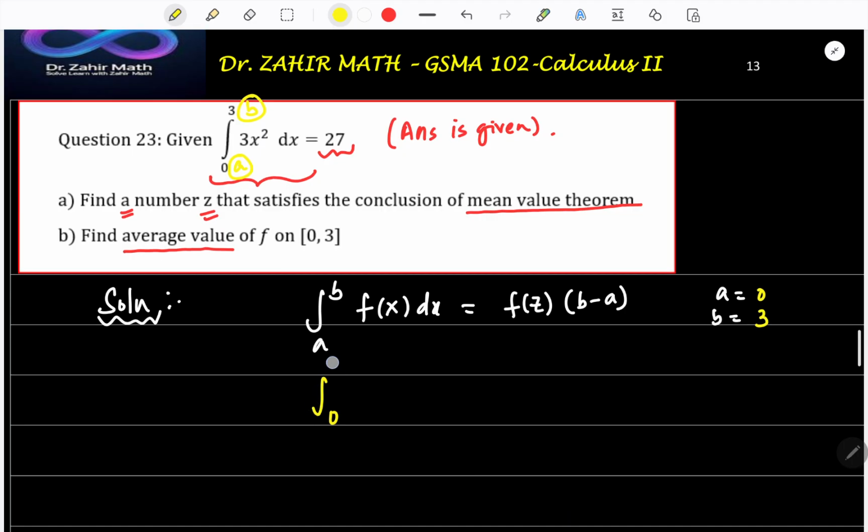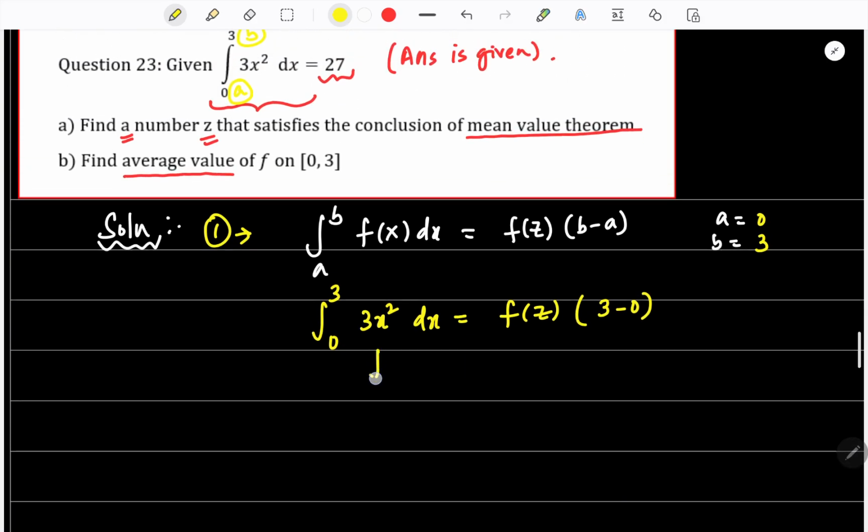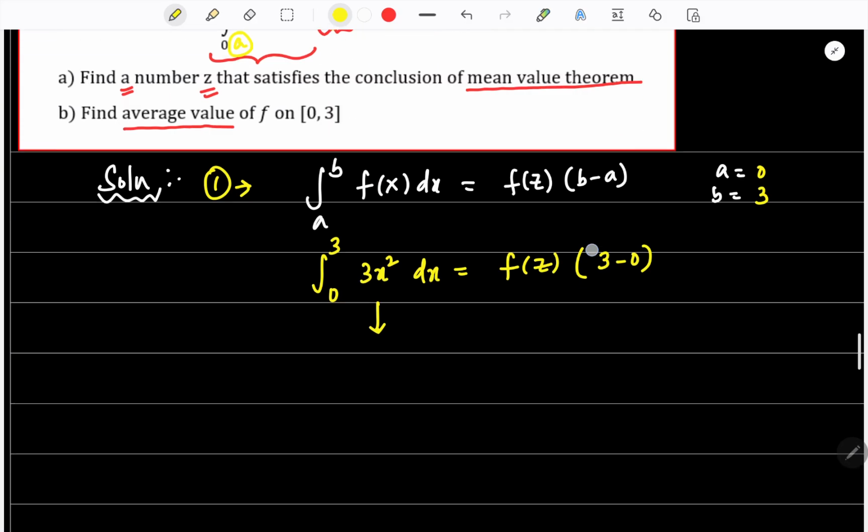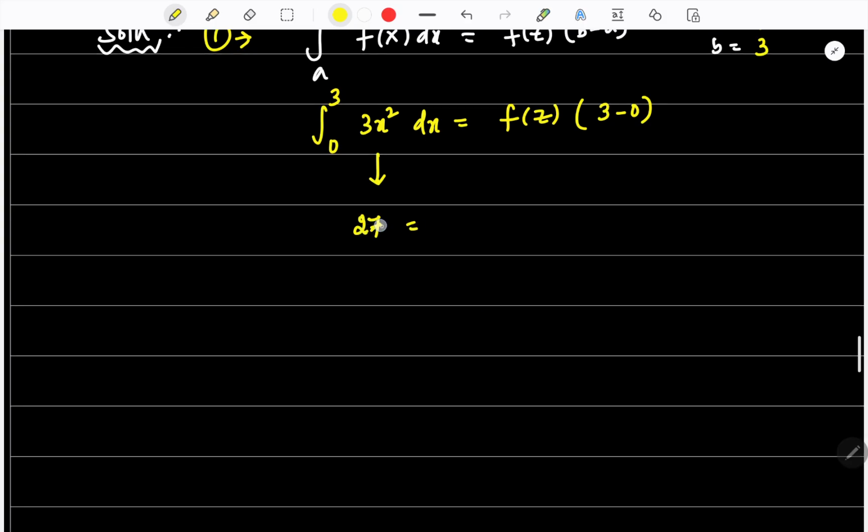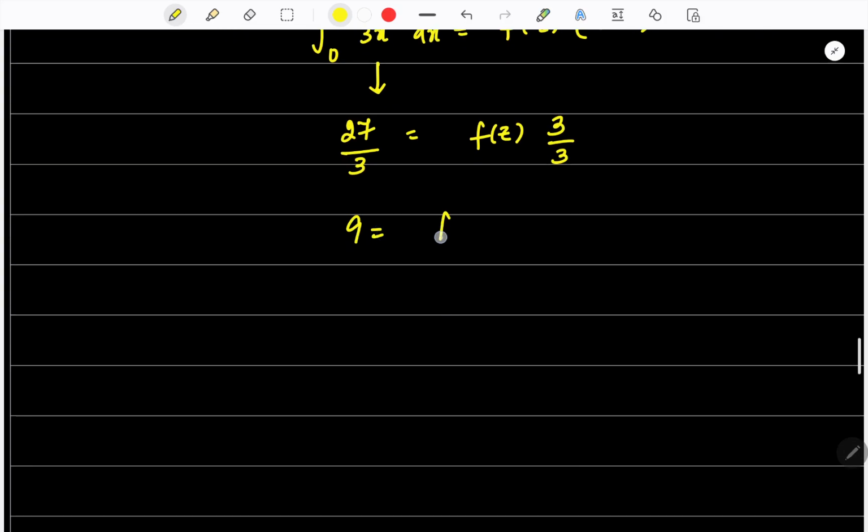Okay, right. So integral 0 to 3 of 3x square dx is equal to f of z, this is step number 1, times b minus a, which is 3 minus 0. This is already worked out and the answer is given as 27. So 27 is equal to f of z times 3 minus 0, which is 3, right? You can divide or you can cross multiply, whatever you can do. I think the best way is to divide. So I divide by 3 on both sides. So 9 is equal to f of z. This is going to become your average value. Keep in your mind.